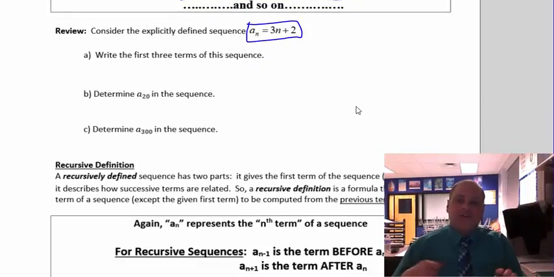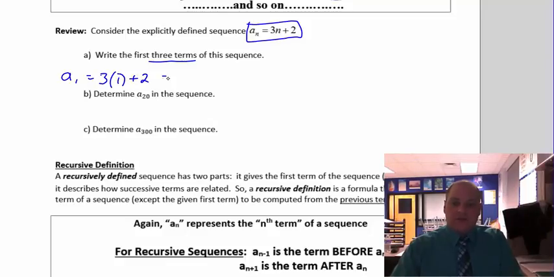So consider the explicitly defined sequence a sub n equals 3n plus 2. This is the formula, or the way that you're going to get all the terms. They want you to write the first 3 terms of the sequence, so a1, a2, and a3. We're going to start with a1. You're just going to plug a 1 in for n: 3 times 1 plus 2. That's 3 plus 2, which is 5. So a1 is 5.